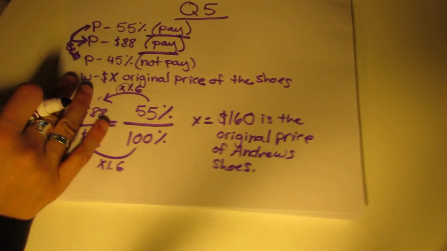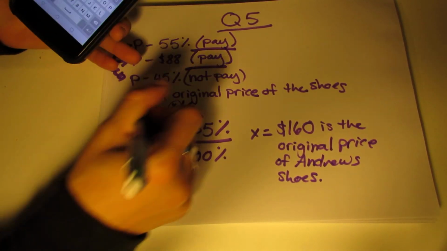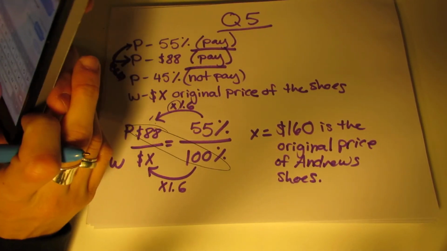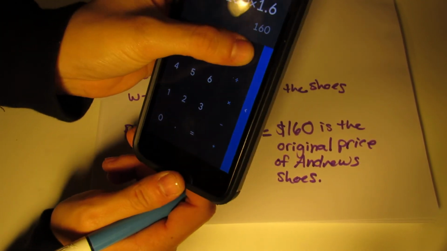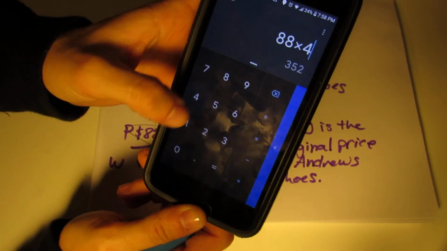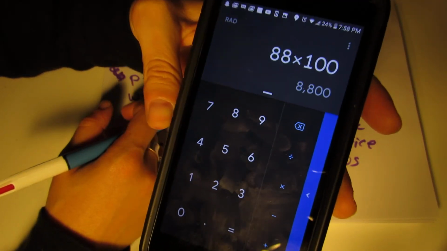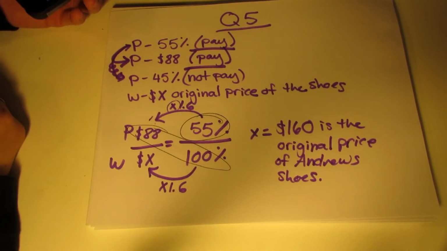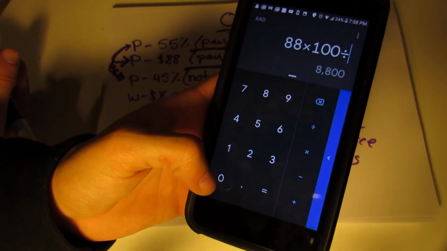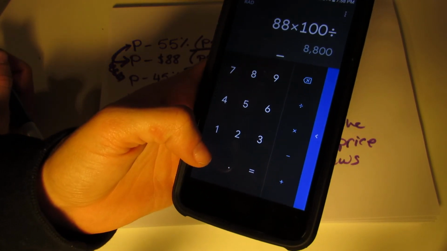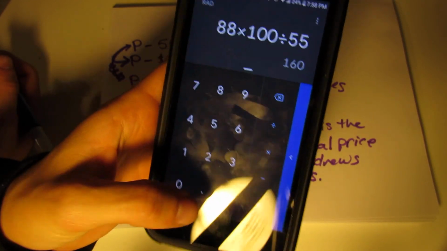Now, you can check yourself with cross multiplication, okay? So the only two numbers that are across from each other are 88 and 100. So if I do 88 times 100, ooh, I get 8,800. I'm going to take this number and divide it by my unused number. I haven't even touched 55, so I'm going to divide 8,800 by 55. Oh, like I said, it's a late night. 8,800 divided by 55 gives me 160.